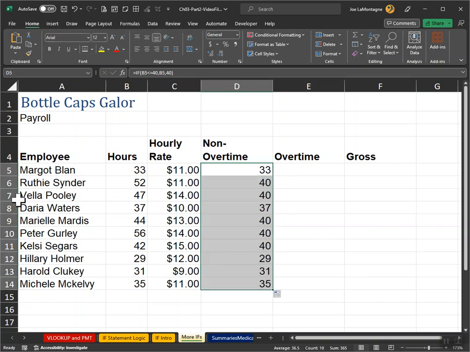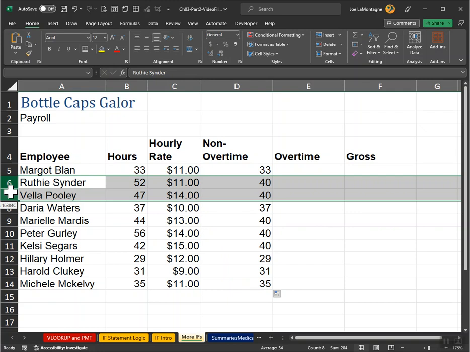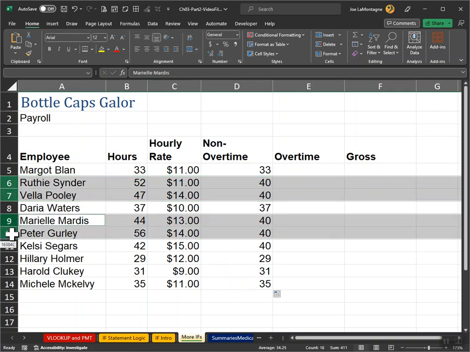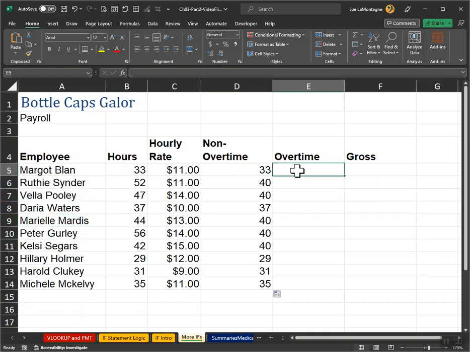And what we're going to be looking at are these two people here and these three people. So they have worked over 40 hours. So they're only going to get 40 hours of regular time at their normal hourly rate. We now need to calculate overtime for them. We're going to do it for everybody, obviously, but especially for them, because they're getting paid some overtime. So for example, Ruth is going to get 12 hours of overtime.